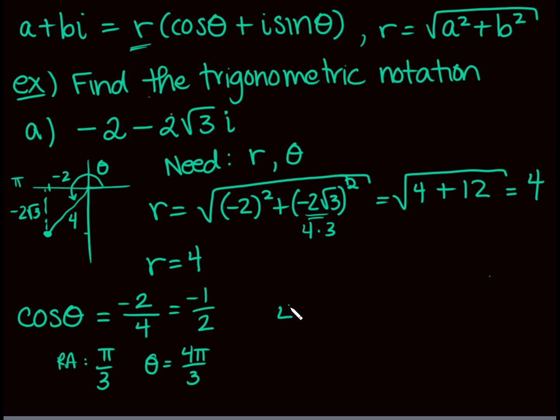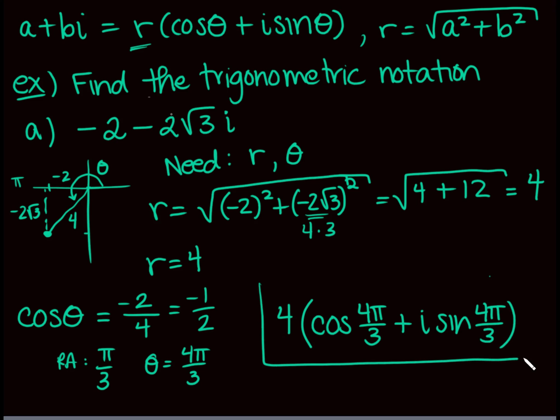I know r is 4 times cosine of theta, which is just cosine of 4 pi over 3, plus i times sine of 4 pi over 3. And you guys are done. That's it. All done. That is the trig form for your complex number, -2 minus 2 root 3. Isn't that cool? So you don't simplify this or anything.